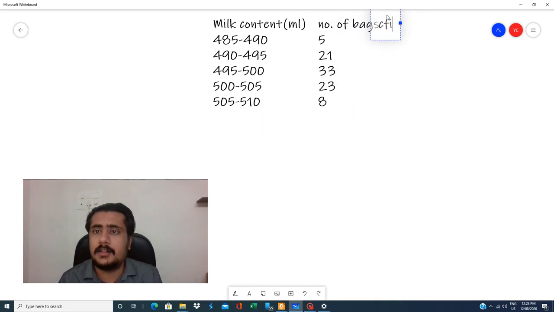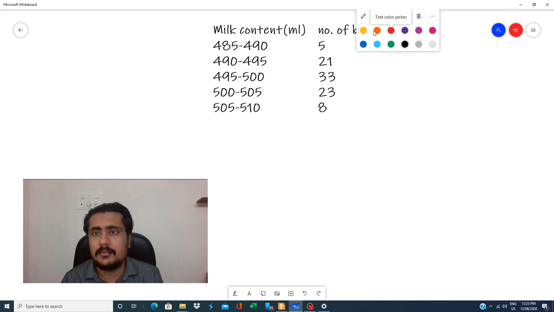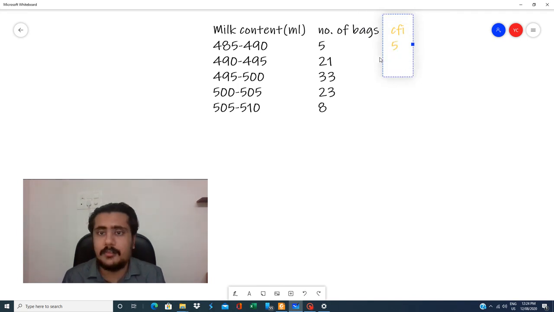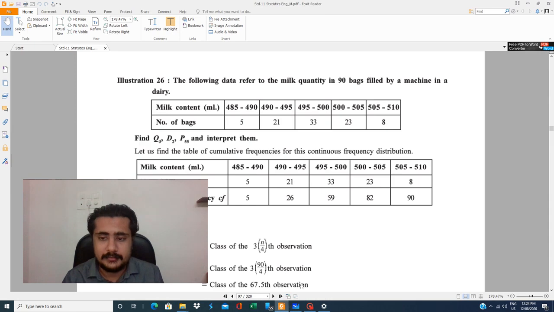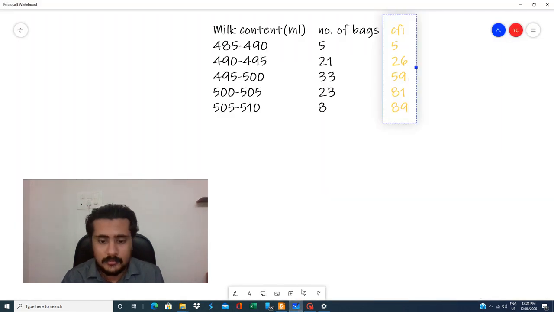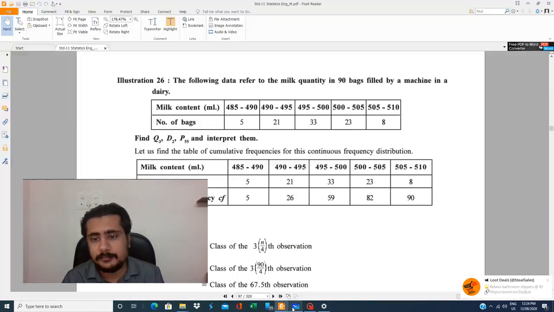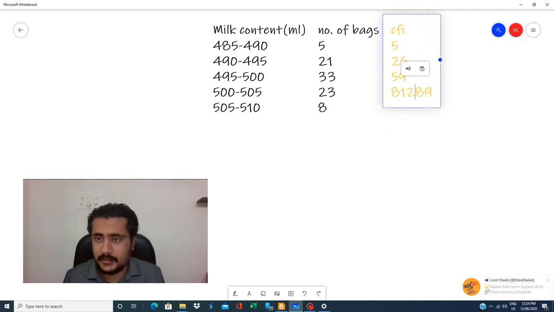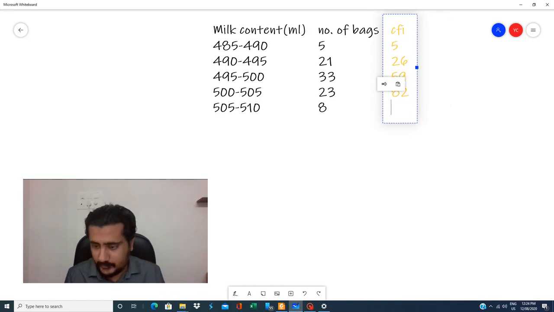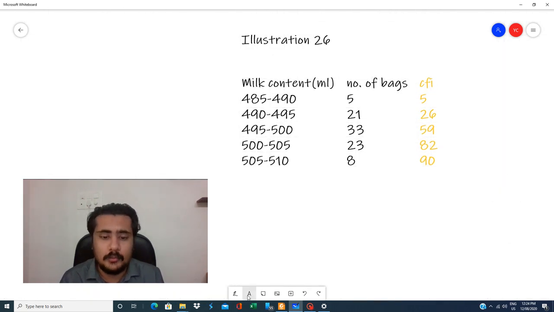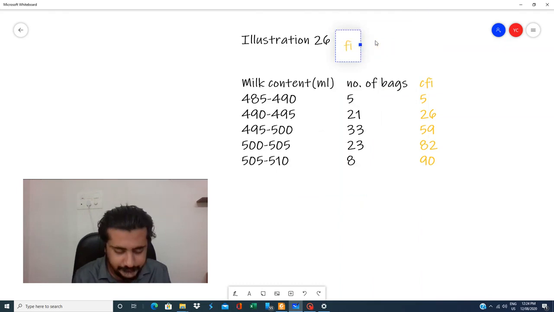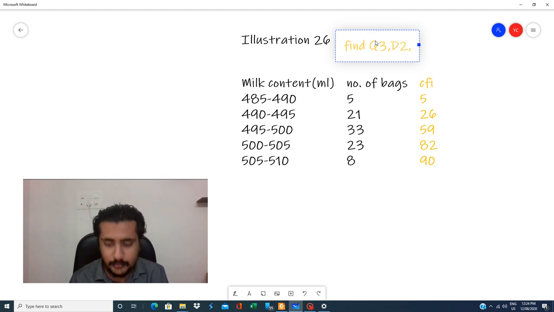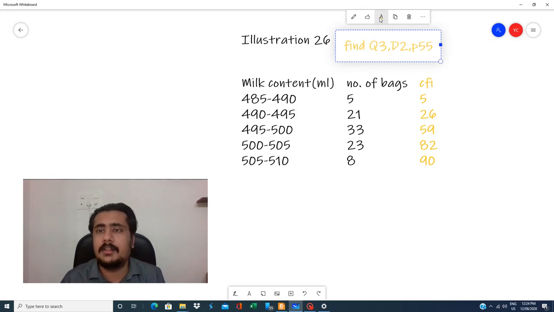Let us find CFi. What is CFi? CFi is 5, 26, 59, 81, and 89. There is a mistake in the question. It's 82, and this is 82 plus 8, that is 90. Now what you need to find here is Q3, D2, and P55. We need to find these three.